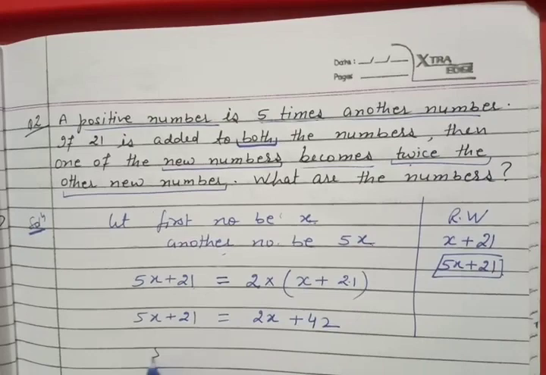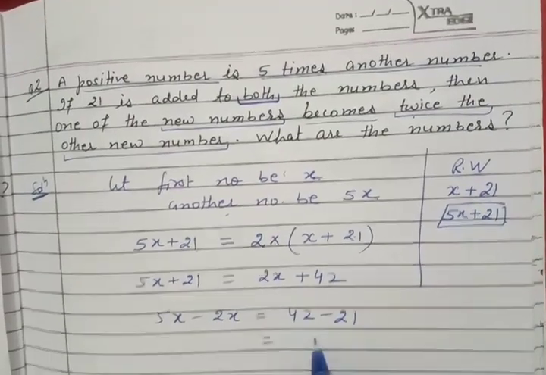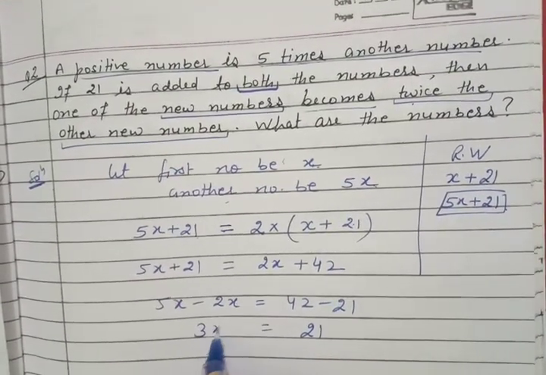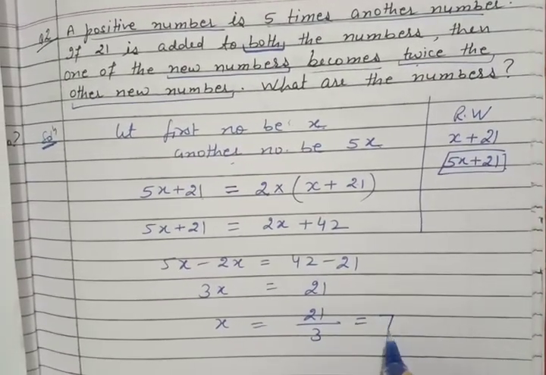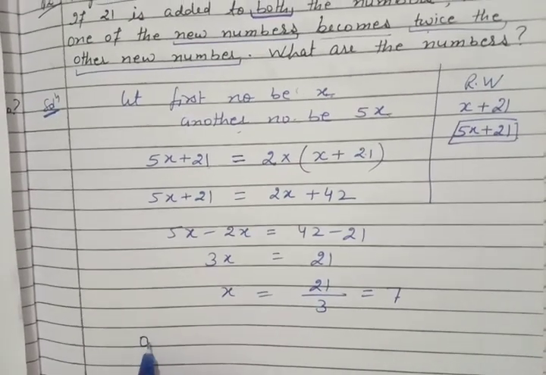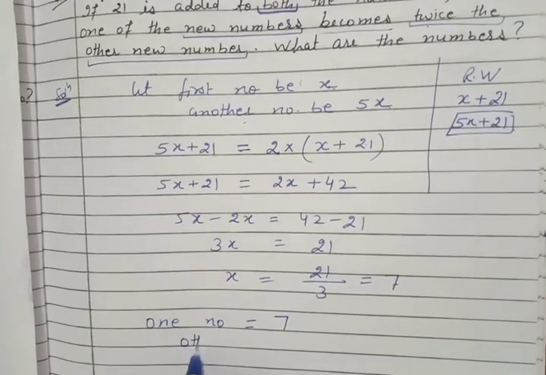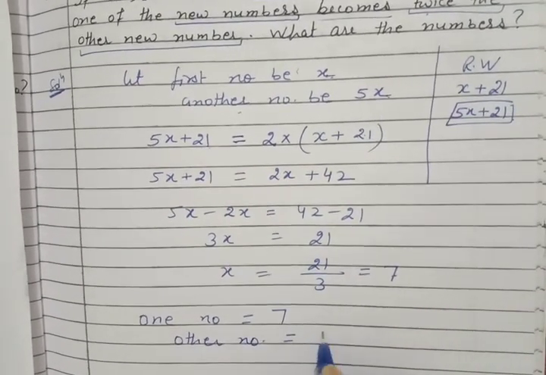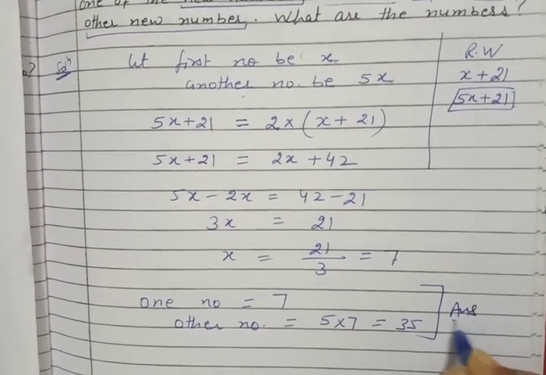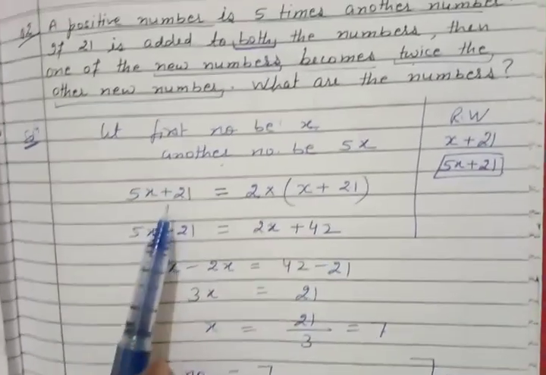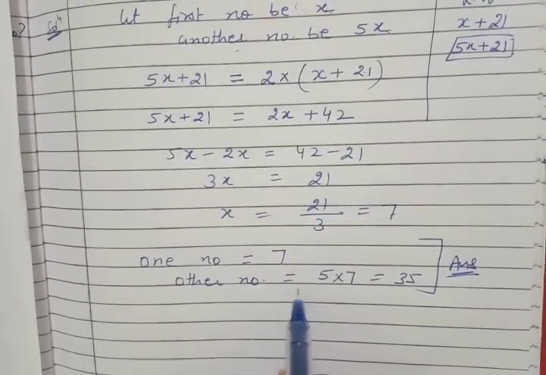Shift like terms on one side: 5x minus 2x equals 42 minus 21. This is 3x, and all of you know this 3 will go in division, so x is equal to 7. So one number is 7 and the other number is 5 multiplied by 7, which is 35. This is our final answer. If you want to check your answer, you can go back to the equation and put the values. Left and right will be equal. Then you can say your answer is right.